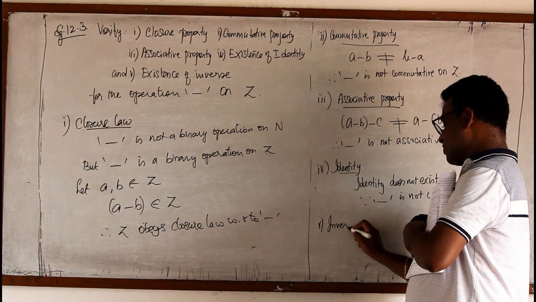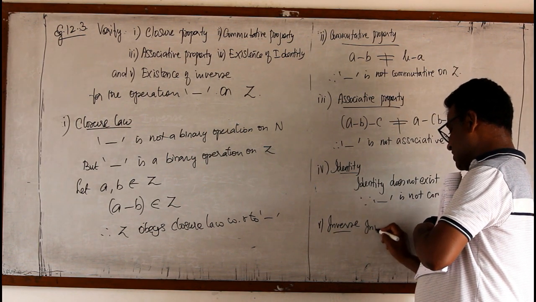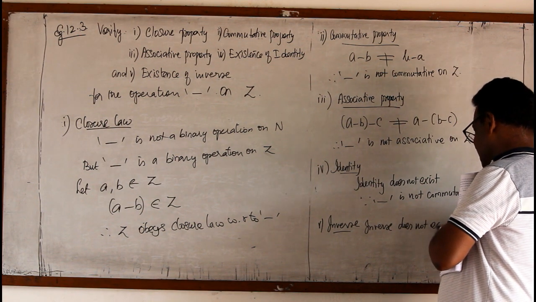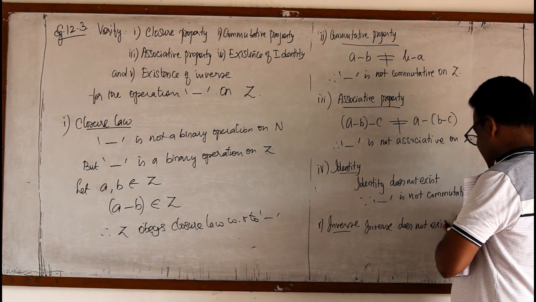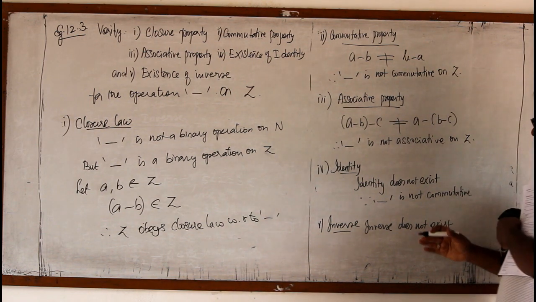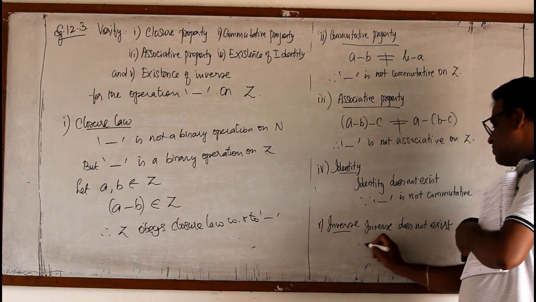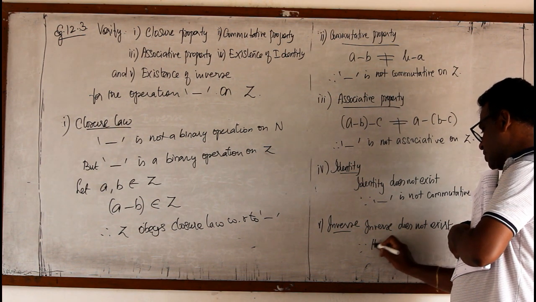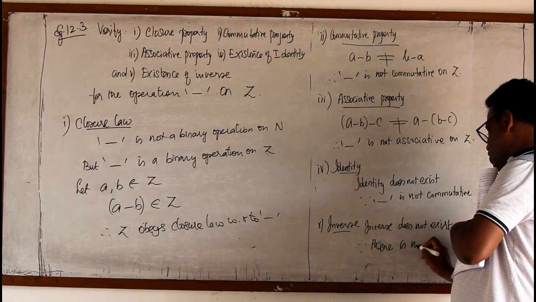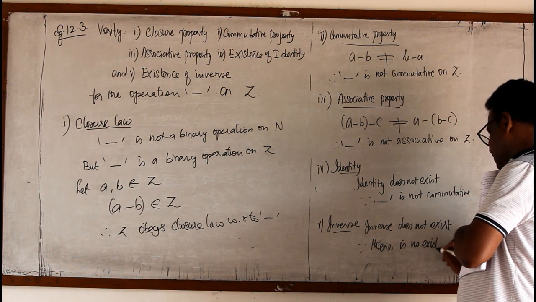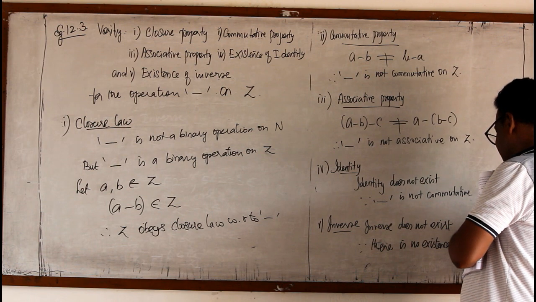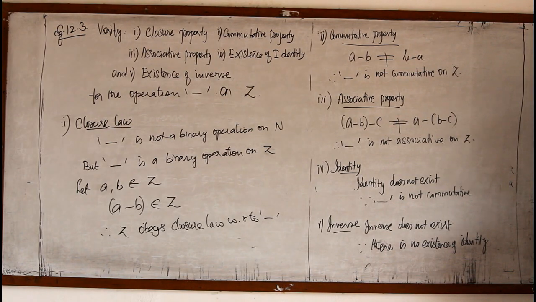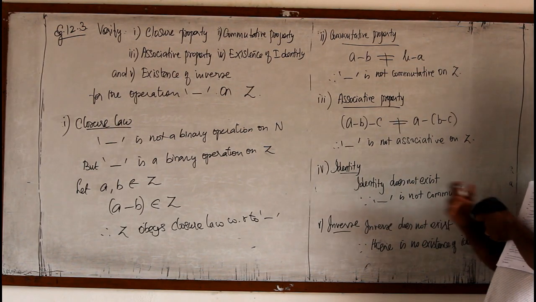Regarding inverse, inverse does not exist because we know there is no identity element. That's all. Because there is no existence of identity. There is no existence of identity. Only if identity exists, inverse will exist.